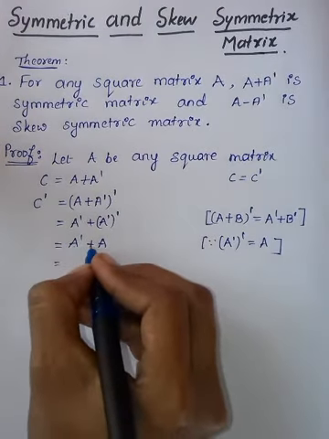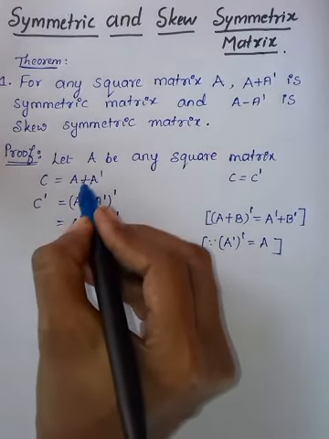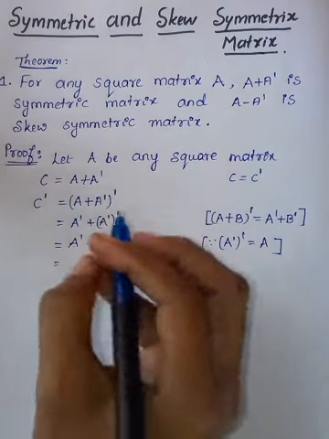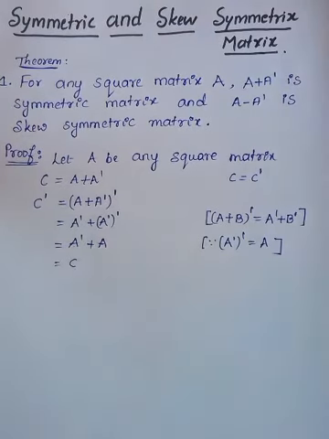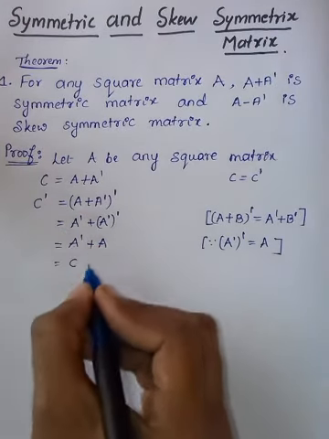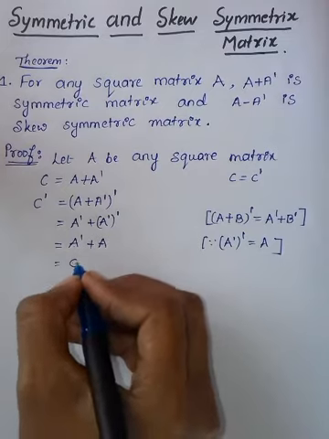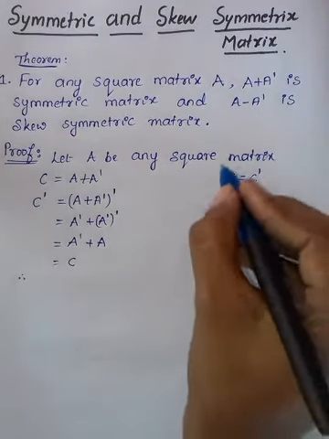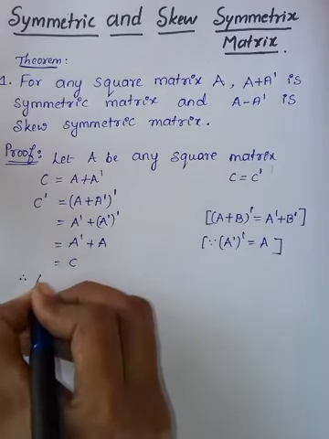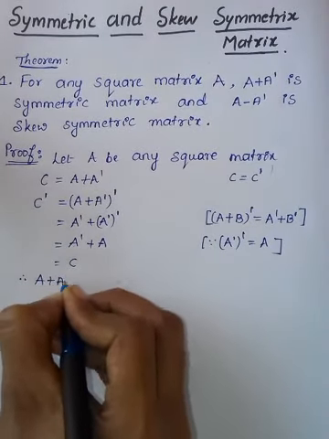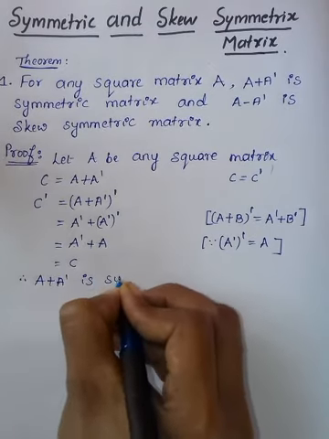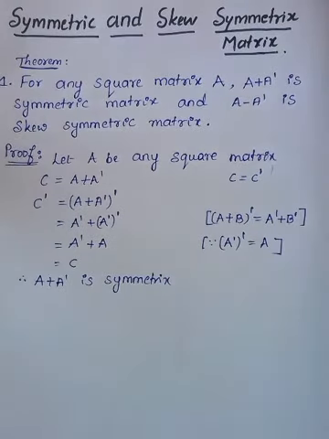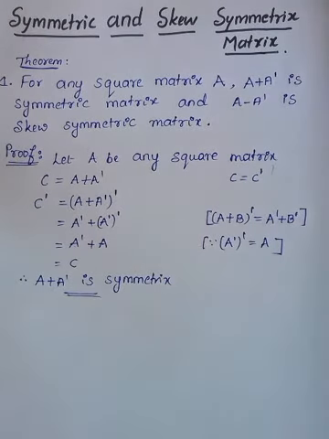See, A transpose plus A, here A plus A transpose. A plus B is the same as B plus A, which is equal to C. Therefore, C transpose is equal to C, or C is equal to C transpose. Therefore, this condition is satisfied. Therefore, A plus A transpose is symmetric.